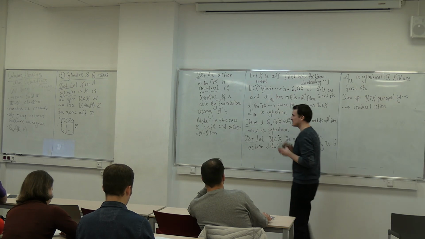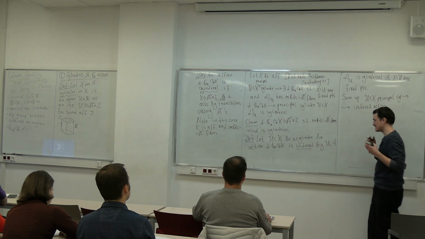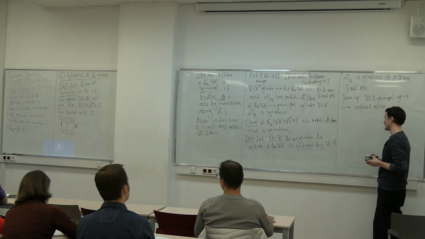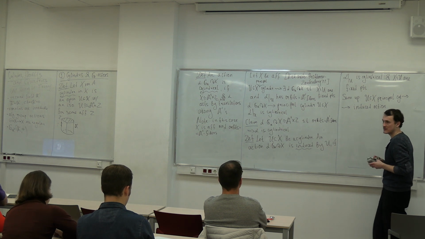Principal cylinder is an open subset, right? So a principal open subset is the non-zero locus of some regular function. That's all. Okay. Is it understandable so far?